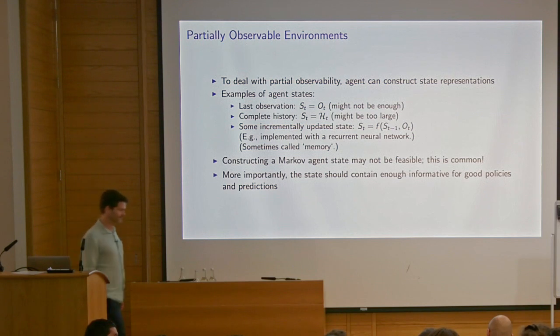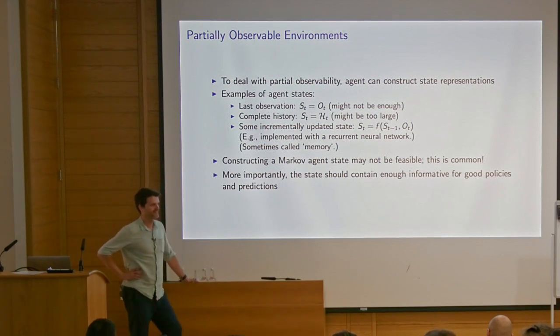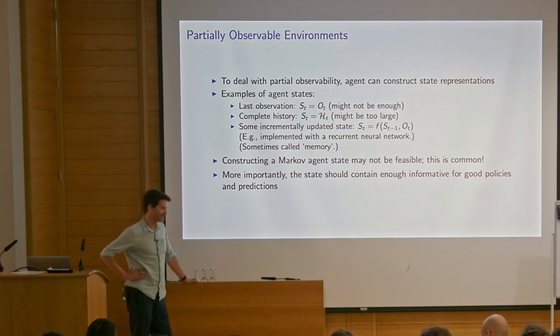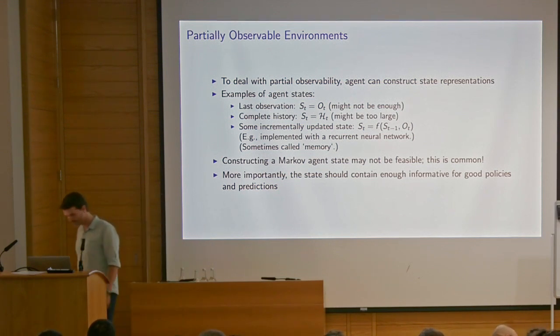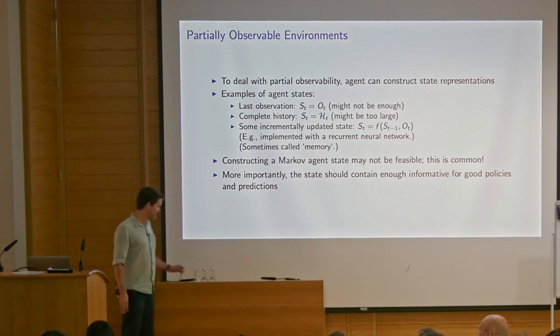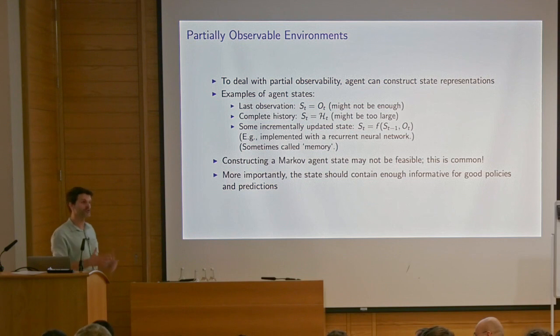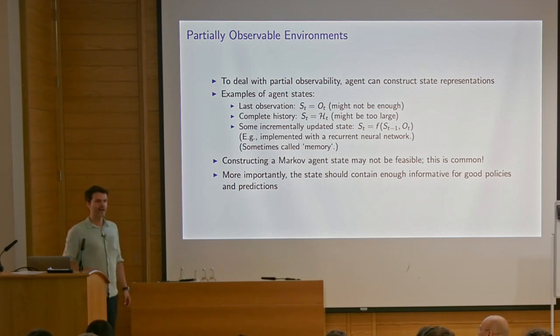Yes? How can you be sure that the state that is generated from the neural net is the accurate state? Can you come up with a guarantee that this state is the current state of the MDP? Yes. So the question is, if we're going to learn this, say with a neural network, how can we be sure that this state is correct? And the short answer to that is, we can't.